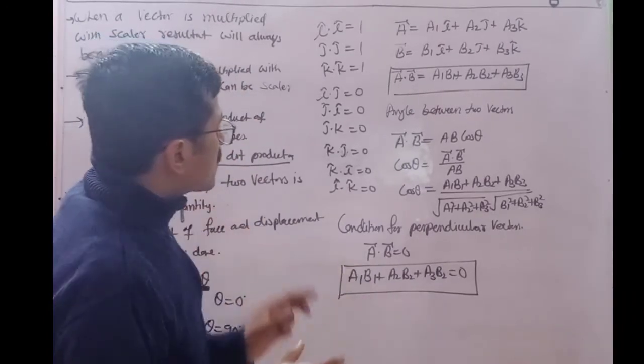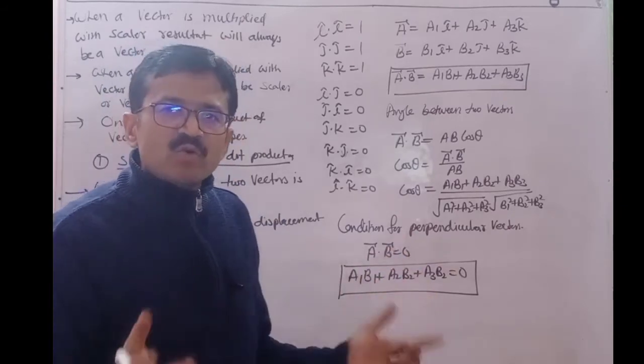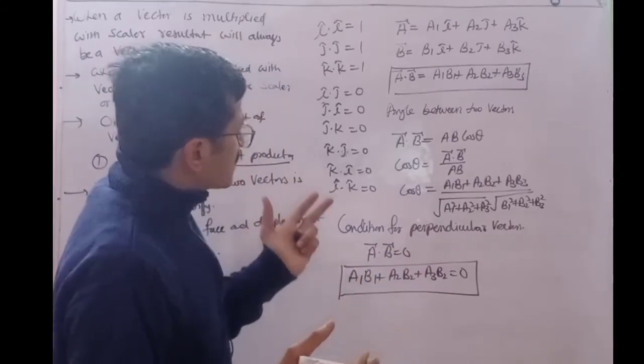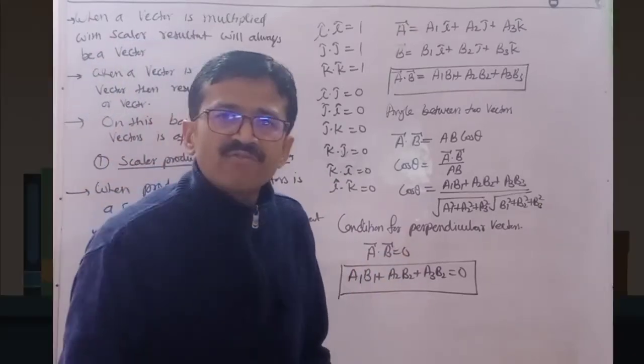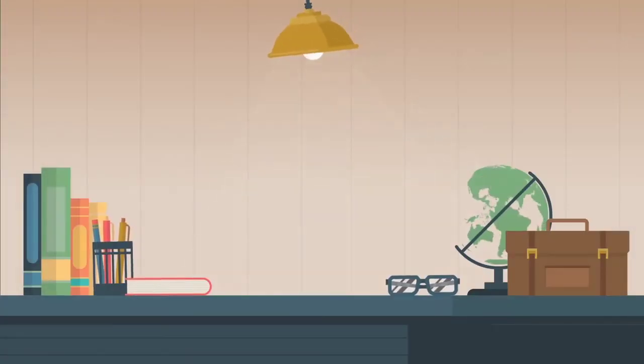So this is about the scalar product of vectors. I have told you how scalar product works. In today's class, I have told you about the scalar product. I think it became very beneficial for you. In this, I have told you how to find the angle between two vectors using the scalar product, and the condition for perpendicular vectors. So I think this class is going to be beneficial for you.